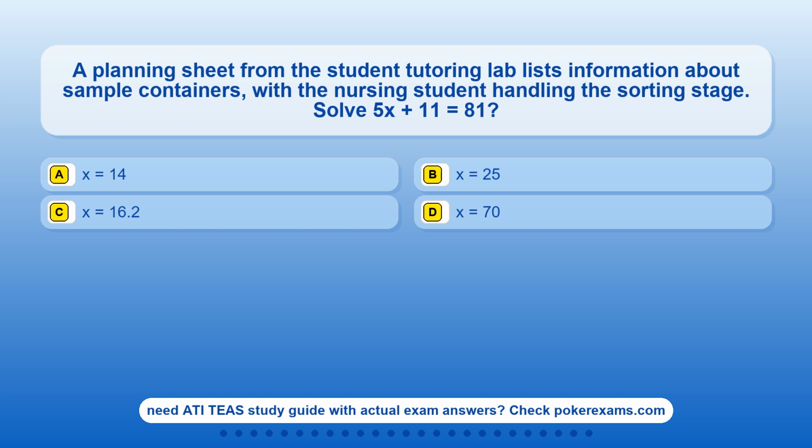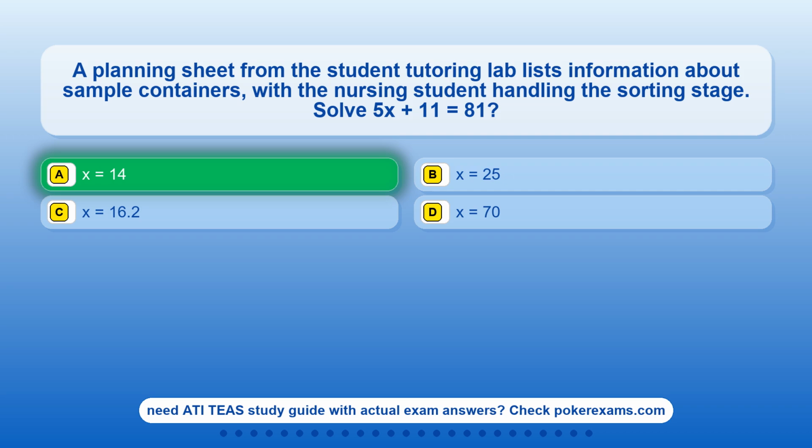Question 3. A planning sheet from the student tutoring lab lists information about sample containers, with the nursing student handling the sorting stage. Solve 5x plus 11 equals 81. Option A, x equals 14. Option B, x equals 25. Option C, x equals 16.2. Option D, x equals 70. The correct answer is option A, x equals 14.